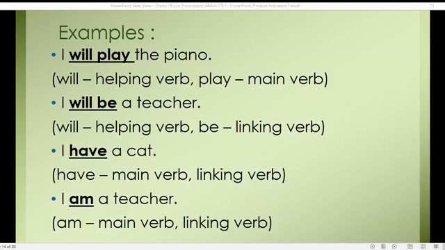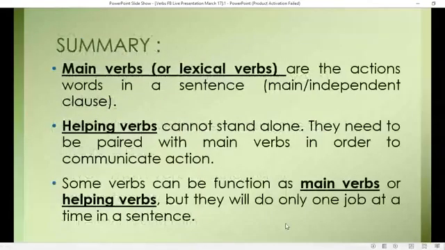So to sum up with our lesson, ayan, so it is about a 30-minute lesson lang naman. So main verbs or lexical verbs are the action words in a sentence. And helping verbs cannot stand alone and they need to pair with the main verbs in order to communicate action. But in addition now, some verbs can function as the main verbs or helping verbs, but they will do only one job at a time in a sentence.